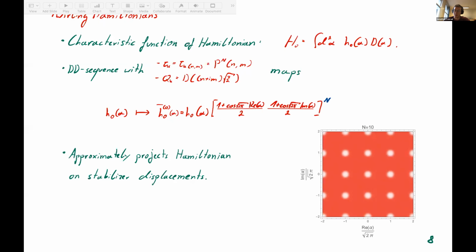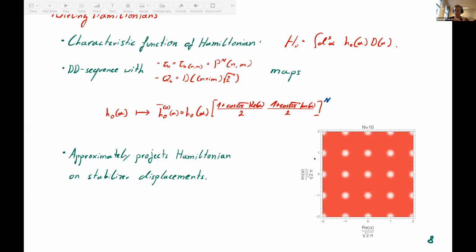In this projection, you once again see that by the way that we have chosen this twirl measure, we're going to have this cosine function, which gives a periodic projection in phase space. Similar to earlier, by changing this factor of n here, we can also increase or decrease the strength of this projection as we please. So this is a means to approximately project a Hamiltonian onto stabilizer displacements in its support.